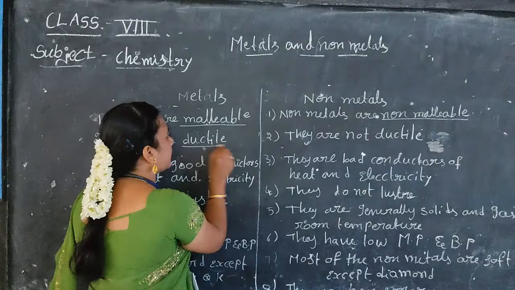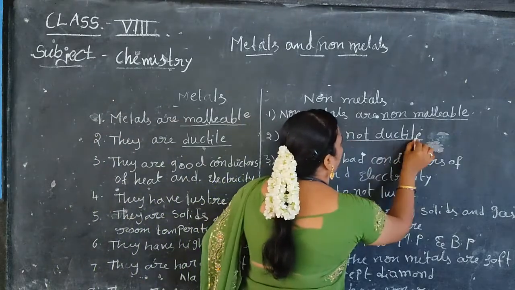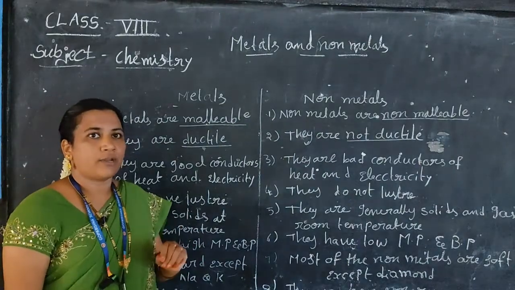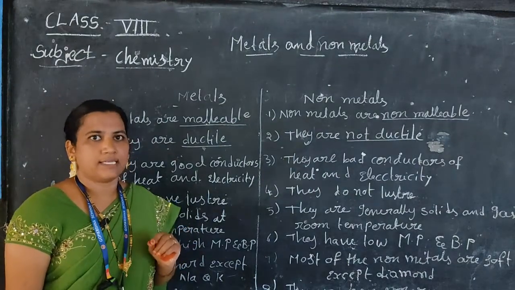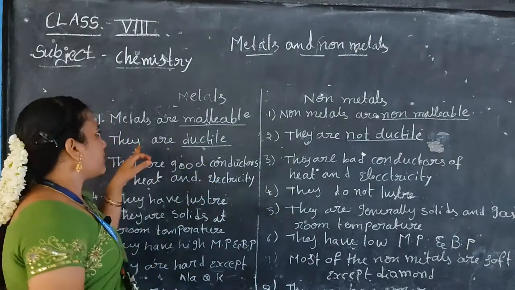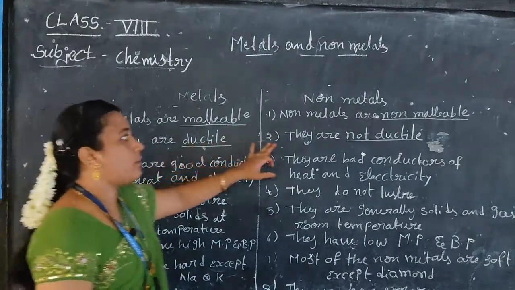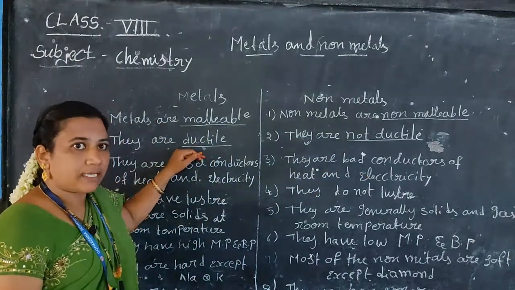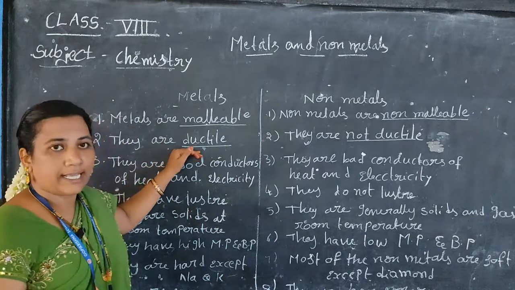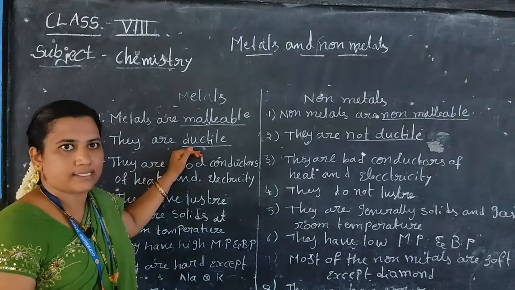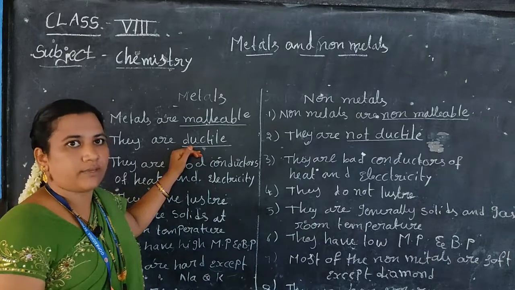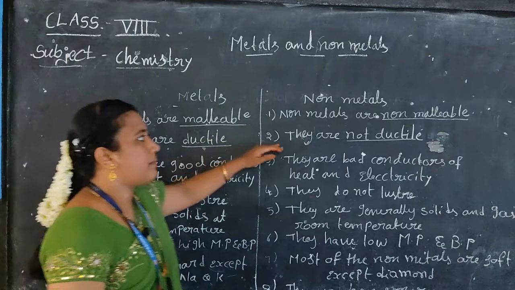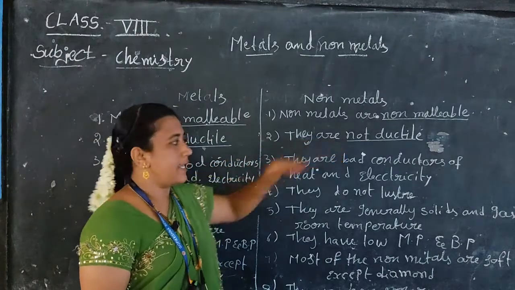Next, coming to the second property, metals are ductile. What is the meaning of ductile? Non-metals are not ductile. Ductility means that if a material can be drawn into a very thin wire, it is called ductility. Most of the metals are ductile, non-metals are not. For example, aluminium wires, thin wires, silver, gold, we can make. Most of the metals are ductile in nature, non-metals are not ductile in nature.